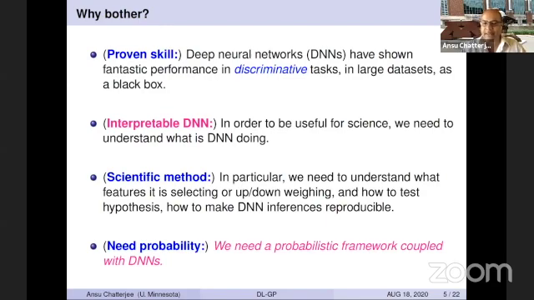And that's the reason why looking at the connections between deep neural networks and probabilistic systems, and I'm just illustrating things with the most prominent one that's out there, Gaussian processes. That's why we study that.